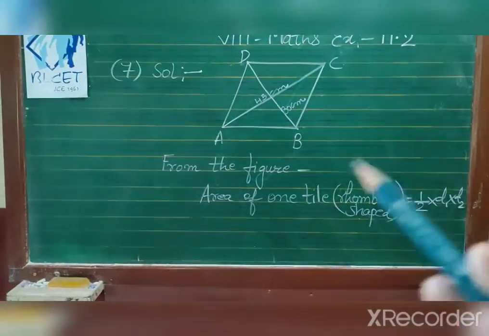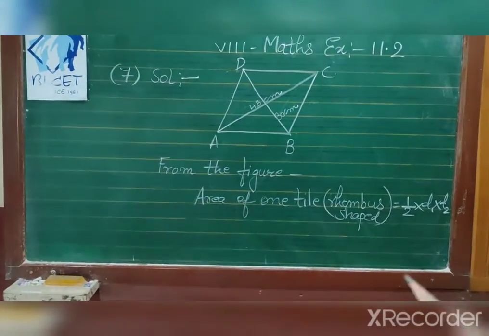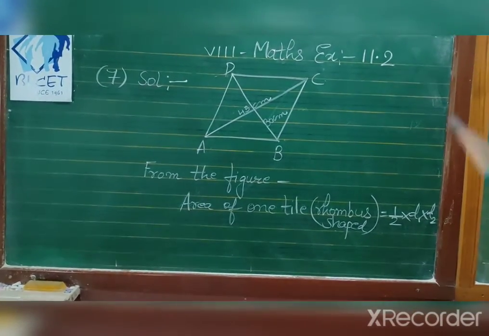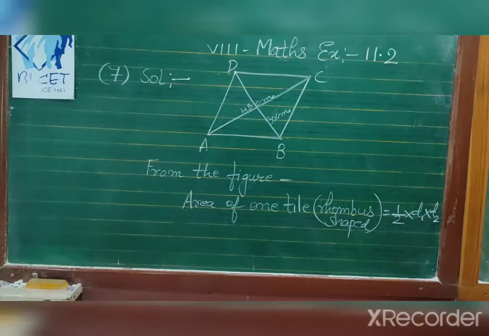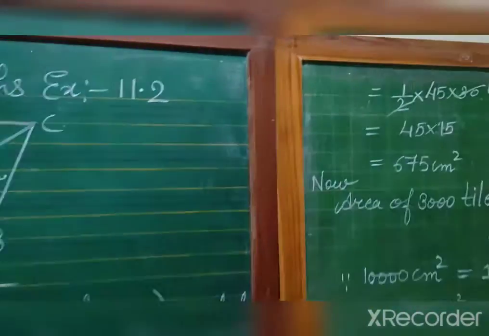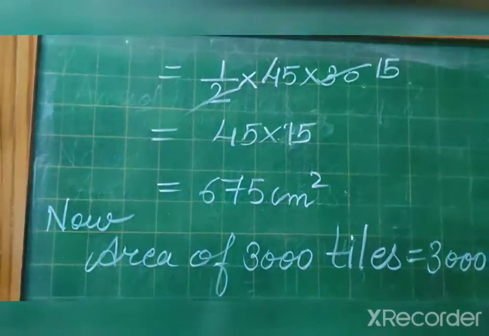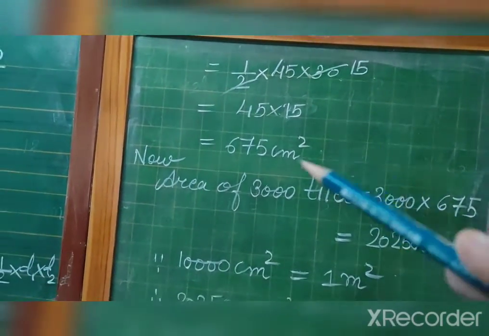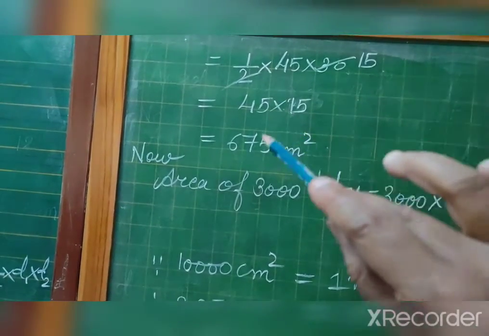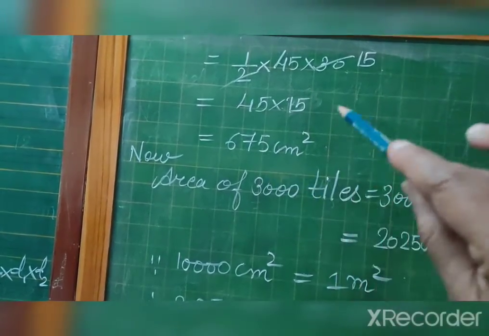So we will write from the figure, area of one tile. Why are we applying this formula, half into d1 into d2? Because the tile is in rhombus shape. So half into d1 into d2, 45 into 30 divided by 2. When you multiply 45 into 30 and divide by 2, the answer will be 675 centimeter square.